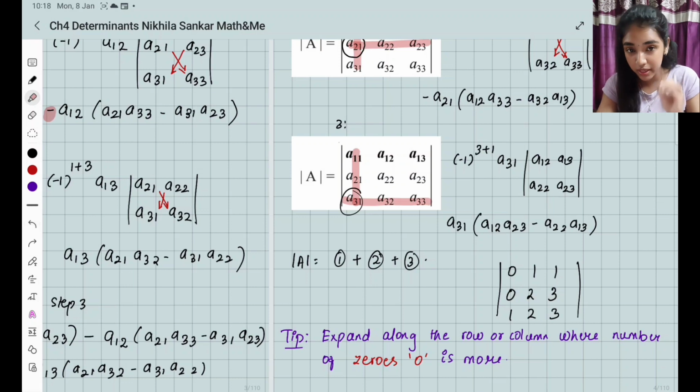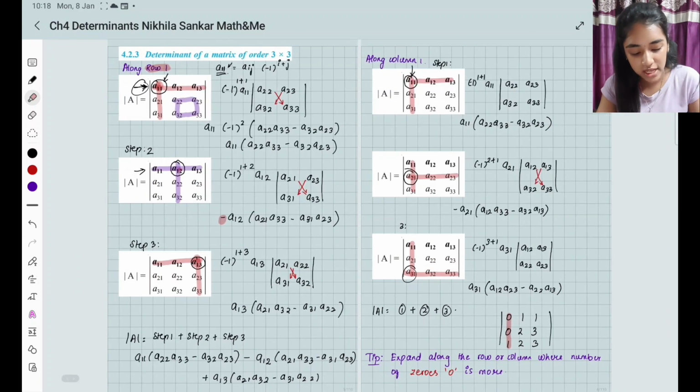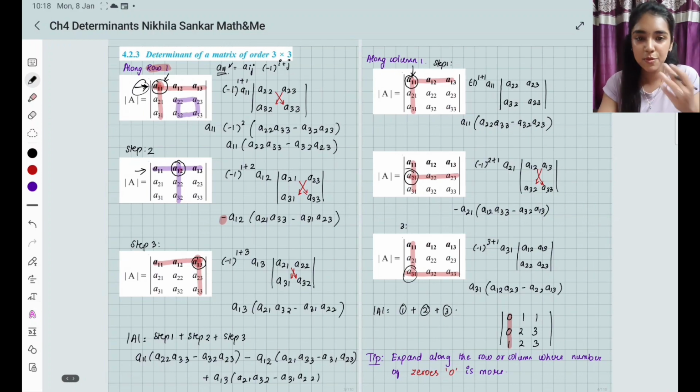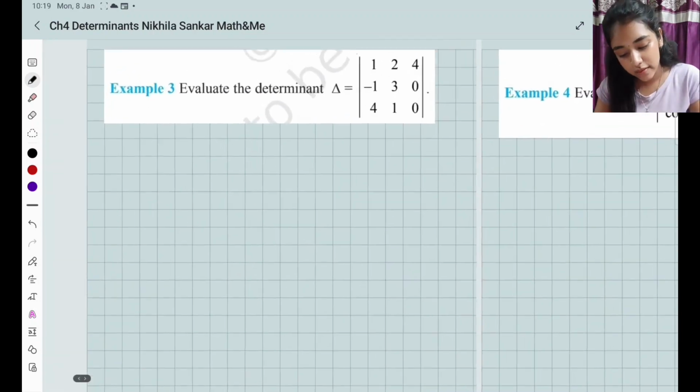பட் நம்மளோட preferable row எதுவா இருக்கும் இல்ல column எதுவா இருக்கும்? I see that in column 1 the number of zeros is more. So அந்த column எடுத்தா நமக்கு நிறைய zero values வர ஆரம்பிச்சிரும் இல்லையா? So this is the tip that you have to remember. Sums போட ஆரம்பிக்கும் போது you will understand. Okay, let us solve an example.